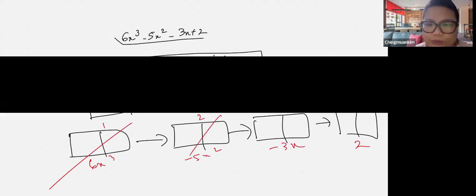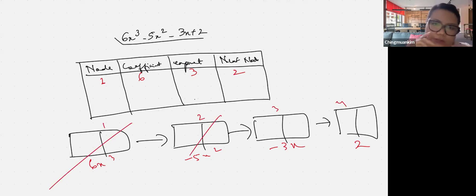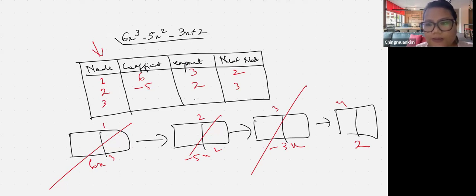Okay. So next we are at the second node. This stores the current node, and the coefficient here is -5. And then we have the exponent 2. And the next node is 3. This is done. We're at the third node now. It's -3, and x to the power 1 is x, so our power is 1, and next is the fourth node.